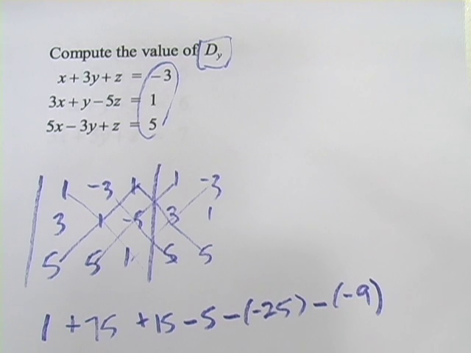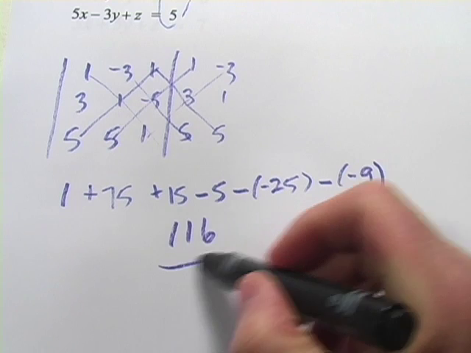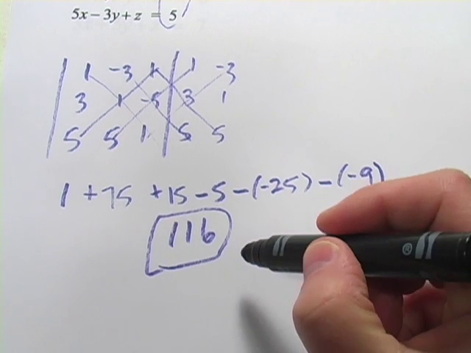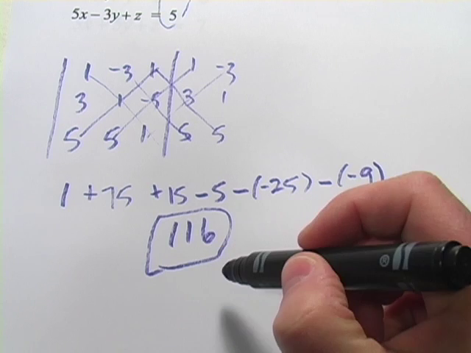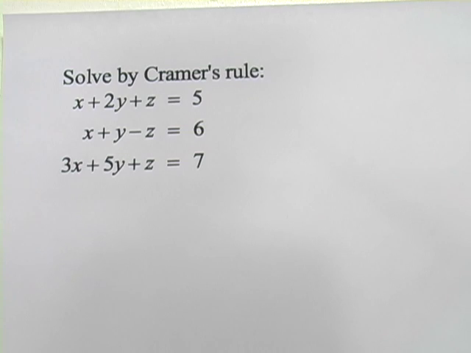And let's see, that's 80 plus 25 plus 9. You're going to get 116 on that, I think, if you put that all together. Might want to double check. But that is our value of dy. If you wanted to know what the solution for y is here, you'd divide that by the determinant of the coefficient matrix. But they didn't ask us to do that. Let's look at the next one.